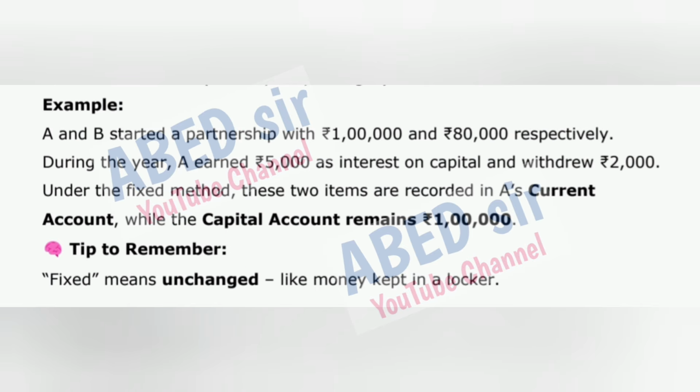Example: A and B started a partnership with 1 lakh rupees and 80,000 rupees respectively. During the year, A earned 5,000 rupees as interest on capital and withdrew 2,000 rupees. Under the fixed method, these two items are recorded in A's current account, while the capital account remains 1 lakh rupees. Tip to remember: fixed means unchanged, like money kept in a locker.